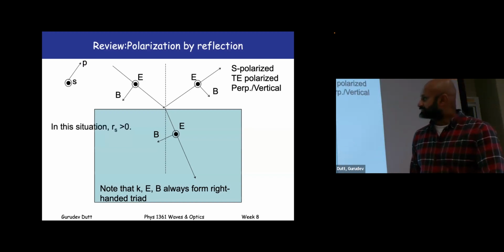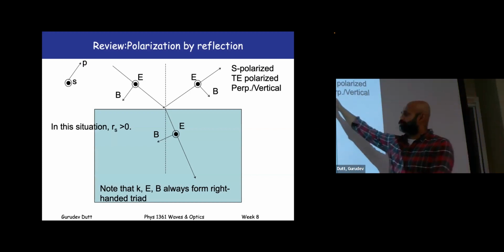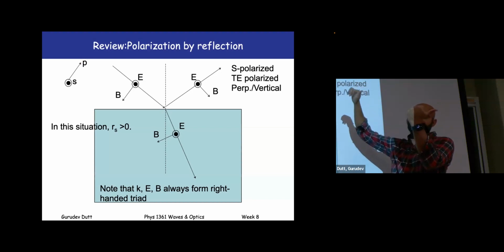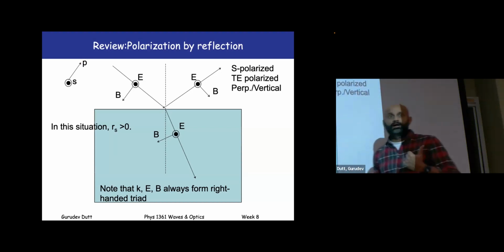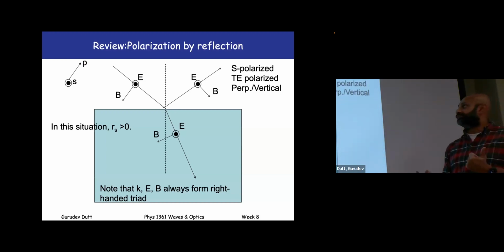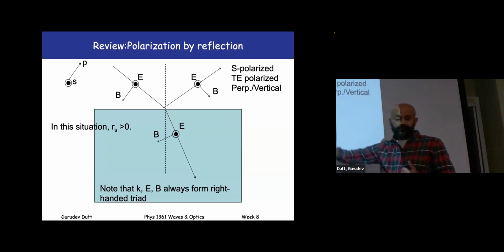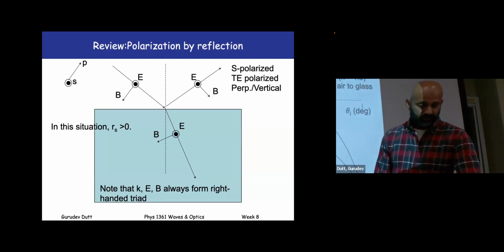All of those. And in this situation, as I have depicted it, RS is greater than 0. That's because both of them are pointing out of the screen in the same direction. If RS were less than 0, then this electric field vector would be pointing into the board, and that would mean that the electric fields are anti-parallel to each other, and that would be depicted, for example, with a cross, an X, showing the electric field going in.